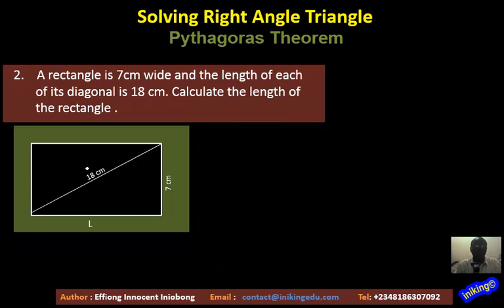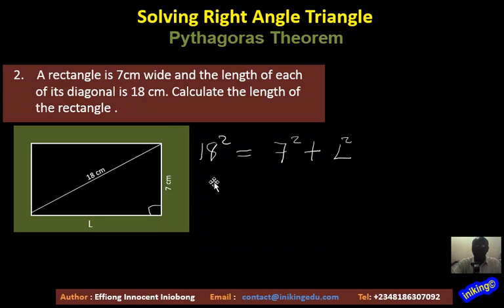Applying Pythagoras, where's our hypotenuse? Of course, this is our right angle, so the hypotenuse obviously is 18. So we say, okay, 18 square is equal to what? The sum of the squares of the other two sides. That is 7 square and L square.